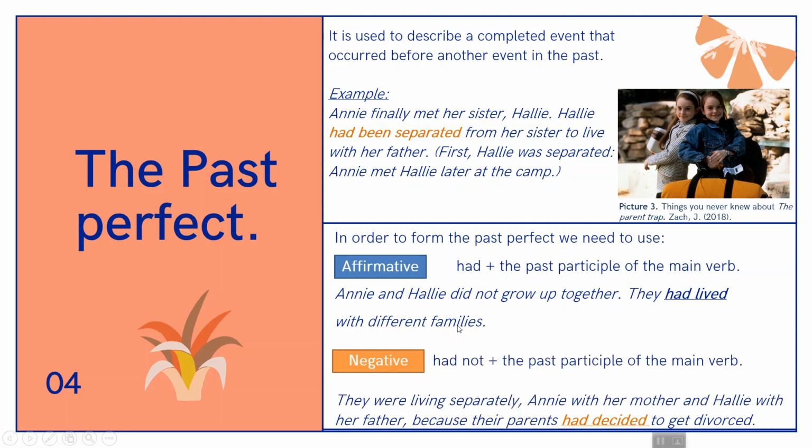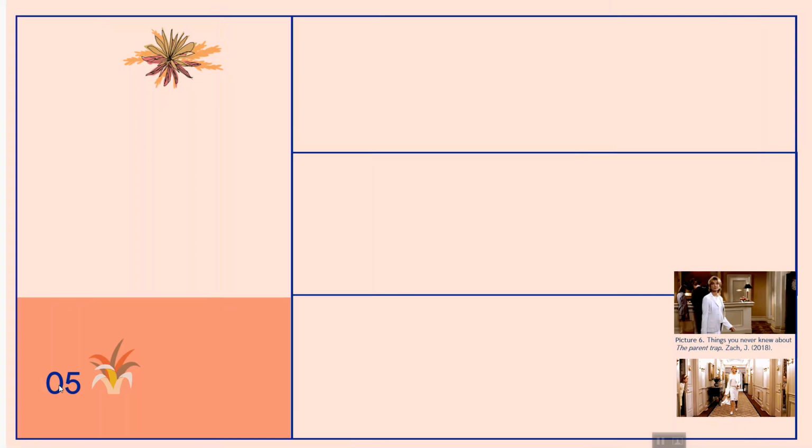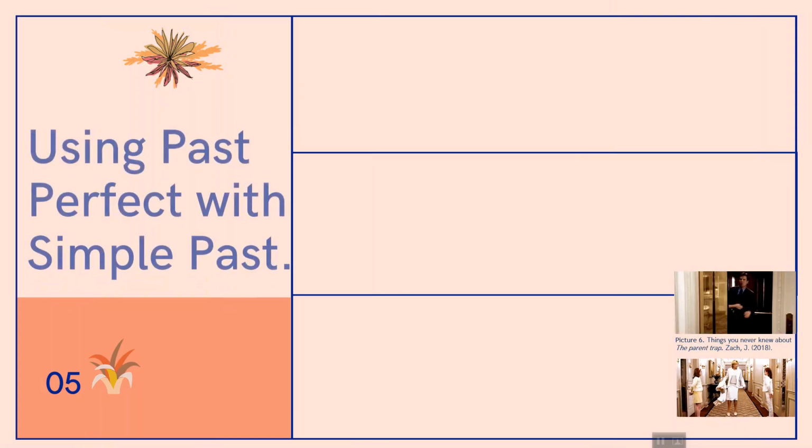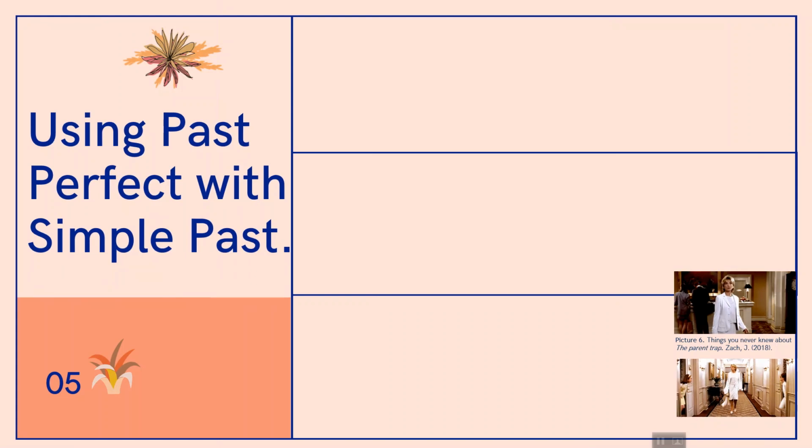Now, for negative statements, this is the structure. They were living separately, Annie with her mother and Hallie with her father, because their parents had decided to get divorced. So with past perfect, we are giving the reason why this happened, okay? Now, let's continue with the following. I have put here different examples so we can study the meaning and use of this tense, okay?